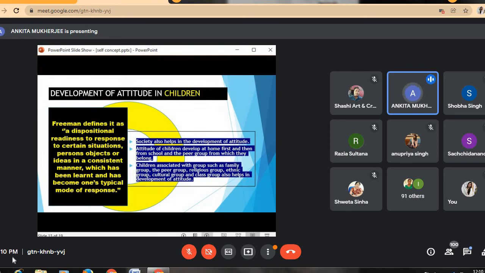As Freeman defines it, an attitude is a dispositional readiness to respond to certain situations, persons, objects or ideas in a consistent manner, which has been learned and has become one's typical mode of response. Now, the attitudes of children develop at home first, and after that they develop in the school and with the peer group to which they belong.